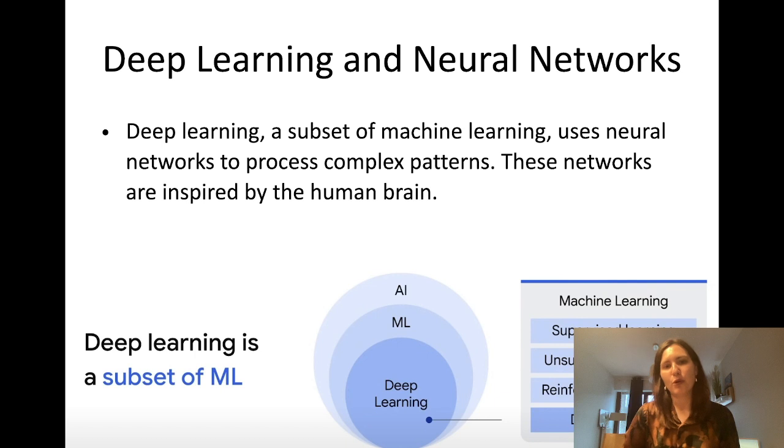Artificial neural networks are inspired by the human brain. They are made up of many interconnected nodes or neurons that can learn to perform tasks by processing data and making predictions. Deep learning models typically have many layers of neurons, which allows them to learn more complex patterns than traditional machine learning models. And neural networks can use both labeled and unlabeled data.